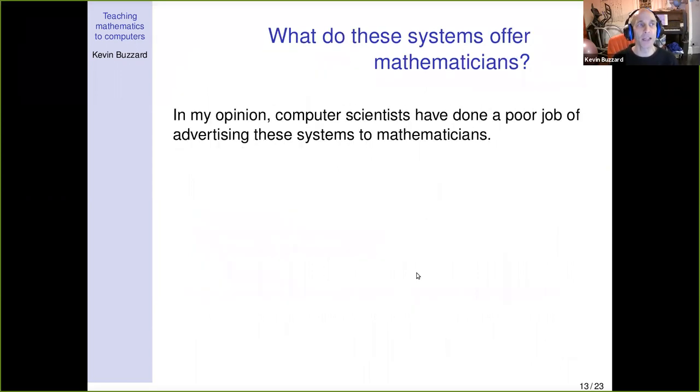Pure mathematicians don't buy them yet, right? So what do these systems have to offer mathematicians? These systems have existed for a long time, but I don't think they've been marketed very well. So I'm interested in marketing, right? I'm interested in marketing these systems to mathematicians. I'm interested in advertising these systems.